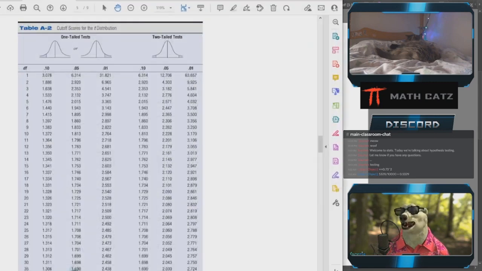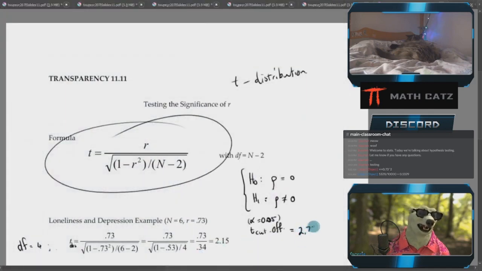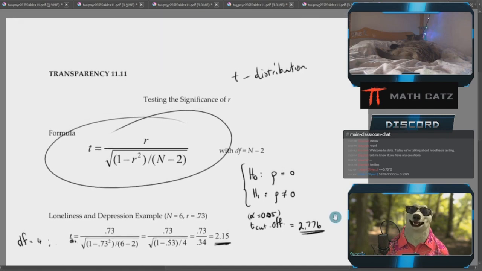What is our t cutoff value? Well, it's a two-tailed test. Alpha 0.05, degrees of freedom 4, 2.776. We compare that to the 2.15 that we got. Don't want to show the next one. Just want to squeeze it in here.